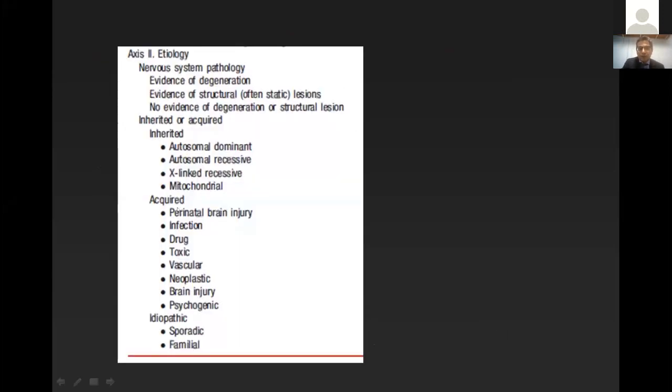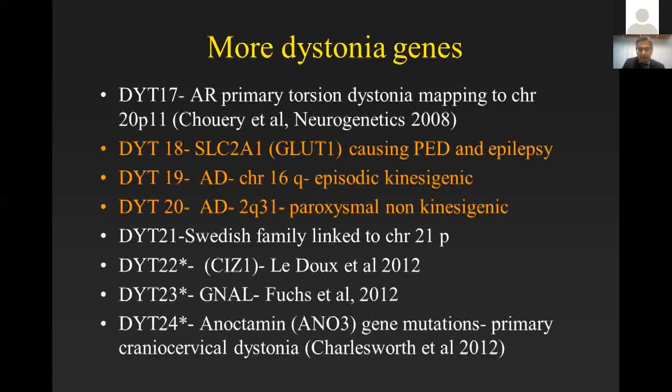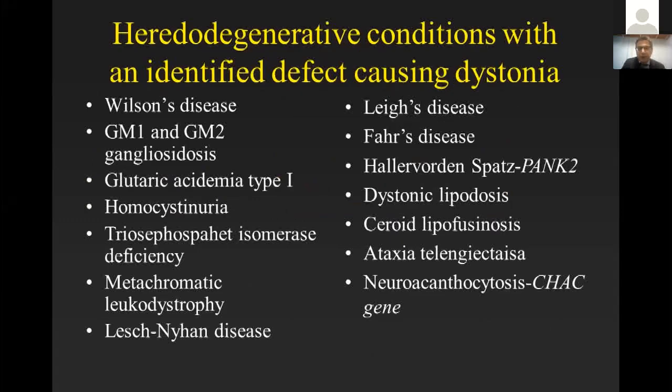So there are a number of etiologies of dystonia, and we have divided this in axis 2 as either due to nervous system pathology, evidence of degeneration or structural causes, is it inherited, acquired, idiopathic. A number of dystonia genes have been described. This is just one list over here, and this list is by no means complete, because the numbers are going up even up to DYT26 and so on. So for a newcomer in the field, this can become quite daunting. There are a number of heterodegenerative causes of dystonia, Wilson's disease, GM1, GM2, a number of different disorders.